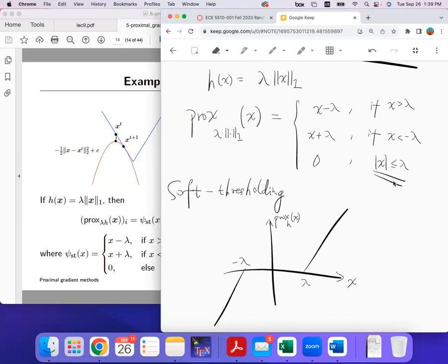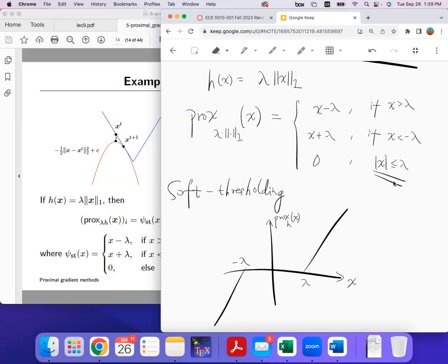If x is between lambda and negative lambda, then you output 0. So that corresponds to a flat horizontal line. If x is bigger than lambda, the mapping is x minus lambda. So it's like a line shifted to the right by lambda, right? So that's this line segment. If x is less than negative lambda, you have x plus lambda. So that's this one. So this is called soft thresholding.